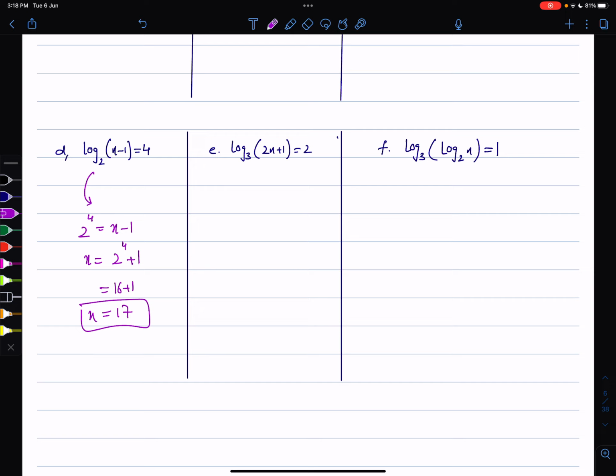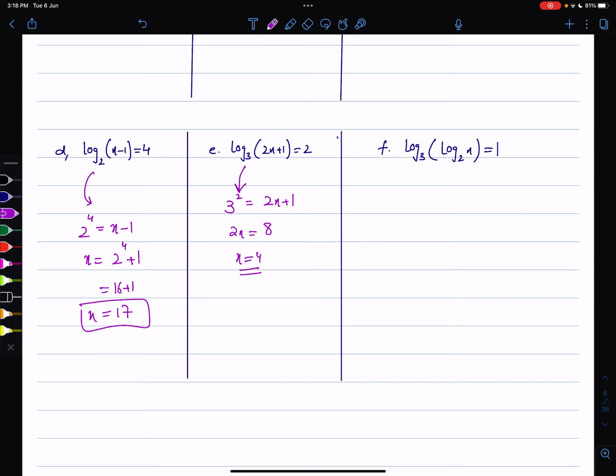Log to the base 3 of (2x plus 1) is equal to 2. So if we convert this into an exponential form, then the base 3 to the power of 2 is going to be equal to 2x plus 1. So 2x is equal to 9 minus 1, that is 8, and x comes out to be 4.